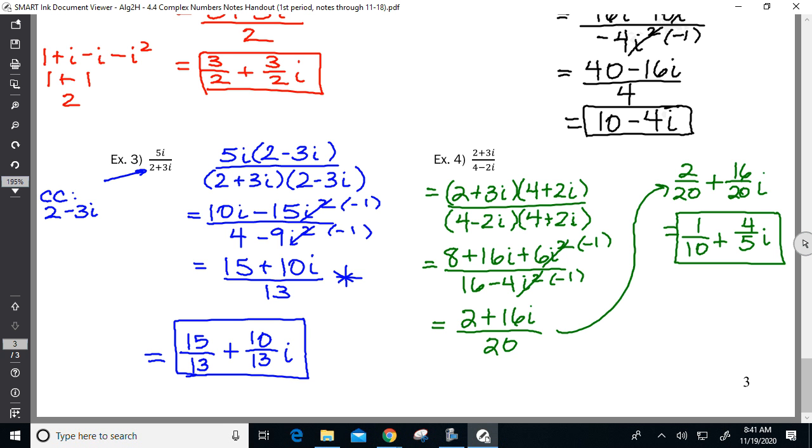So if you know how to simplify, then working with complex numbers is actually really not all that difficult. Questions before we wrap this up?